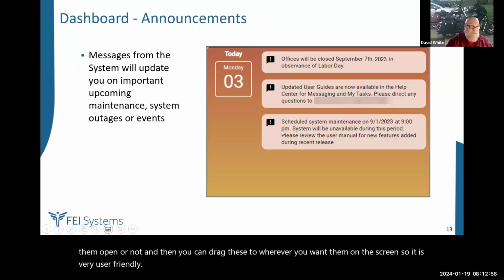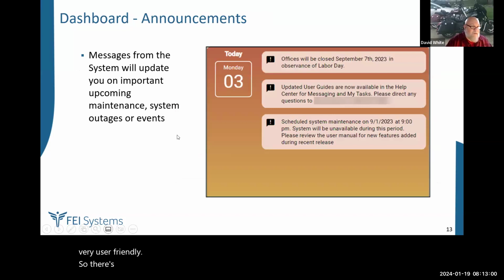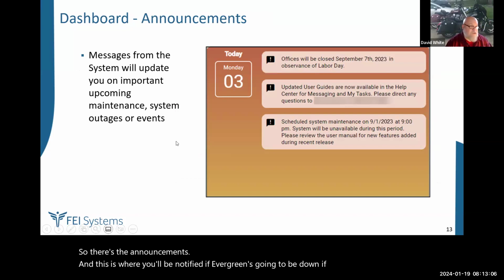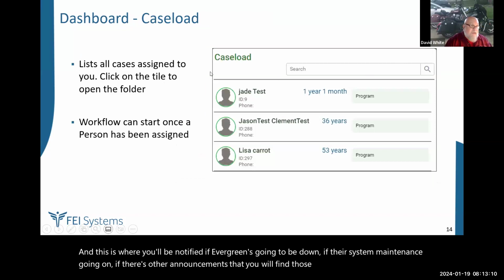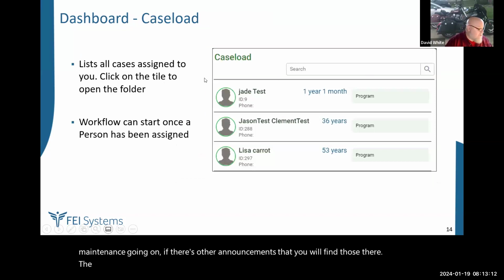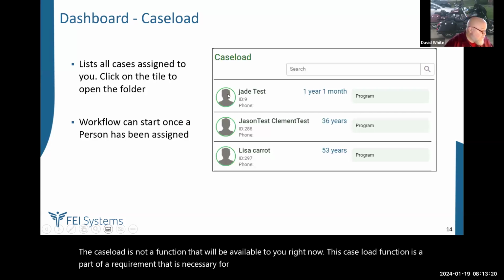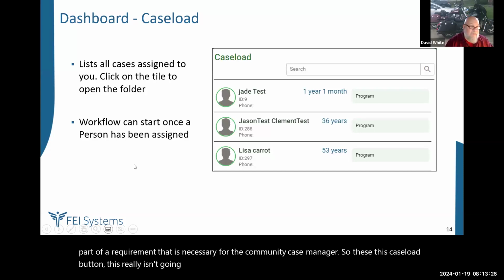So there's the announcements. And this is where you'll be notified if Evergreen's going to be down, if there's system maintenance going on, or if there are other announcements, you will find those there. The caseload is not a function that will be available to you right now. This caseload function is a part of a requirement that is necessary for the community case manager. So this caseload button really isn't going to apply to you, but this is what they would see.